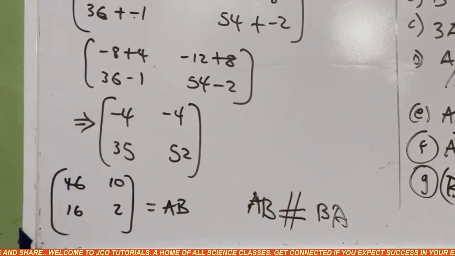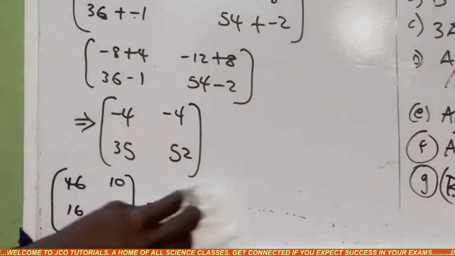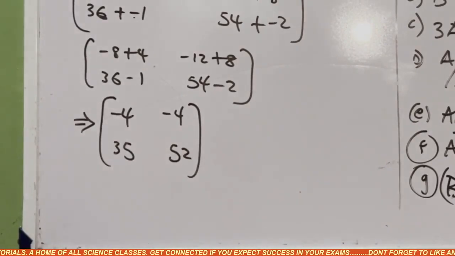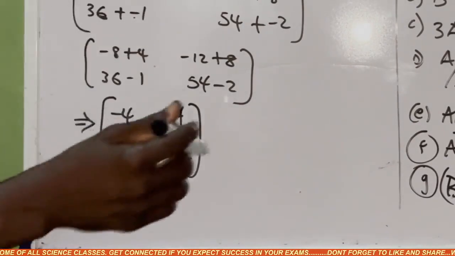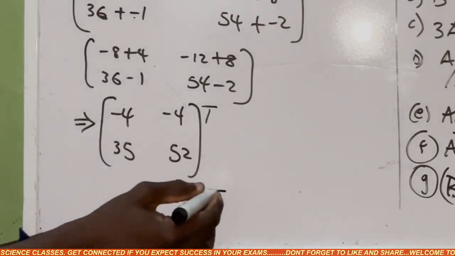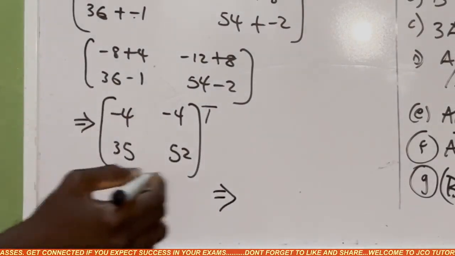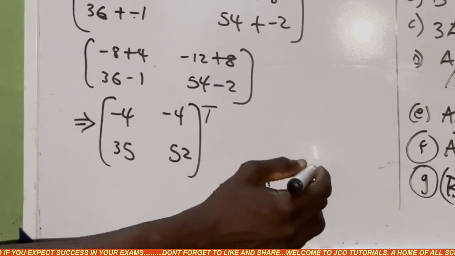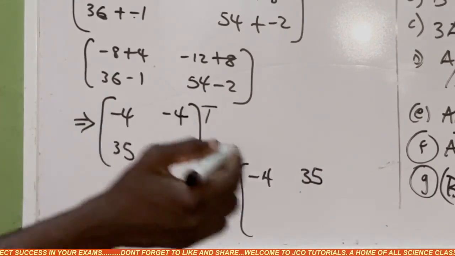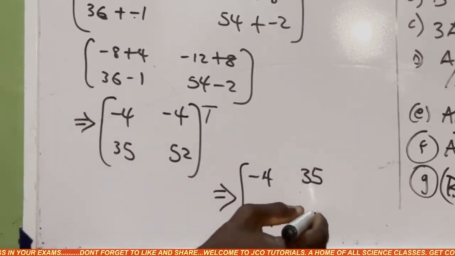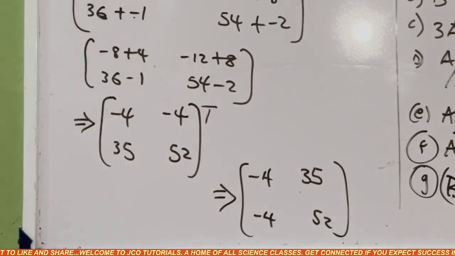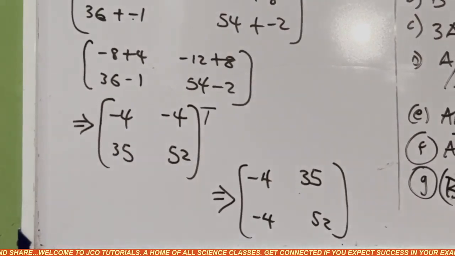Now, having established that, we are told to find the transpose of the product of B and A, which is this. Then we look for the transpose. What will be our transpose? The first column becomes the first row, minus 4 and 35. The second column becomes the second row, minus 4 and 52. This is the transpose of the matrix, of question G. Follow along and you understand.